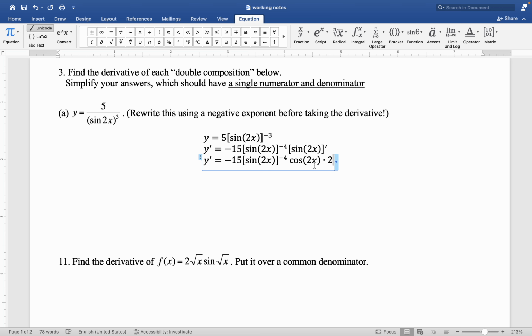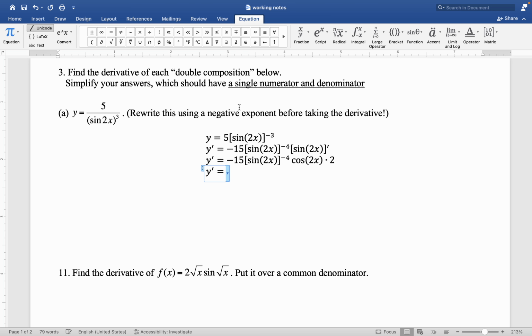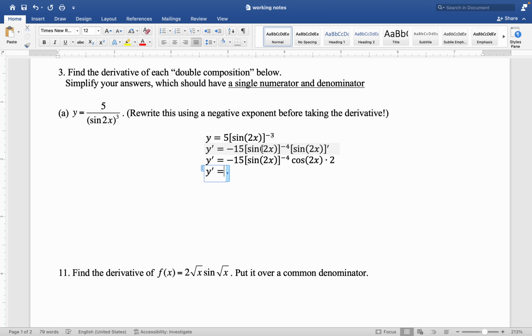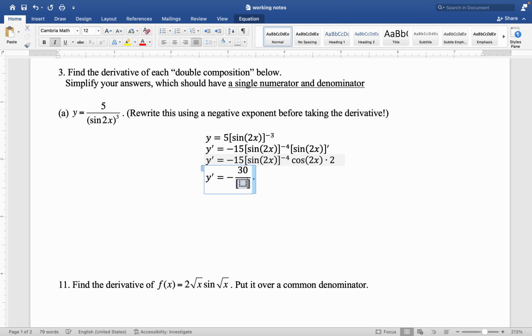So it's basically done. We just need to rewrite it. It says simplify your answers, which should have a single numerator and denominator. Well, what can we do? The negative 15 and the 2 can multiply to negative 30, but I'll point out that because of this negative exponent, we're going to have a denominator. The sine of 2x is going to go into the denominator like that, and the exponent, of course, becomes positive. This cosine of 2x remains in the numerator, though, and so I think that that is it.